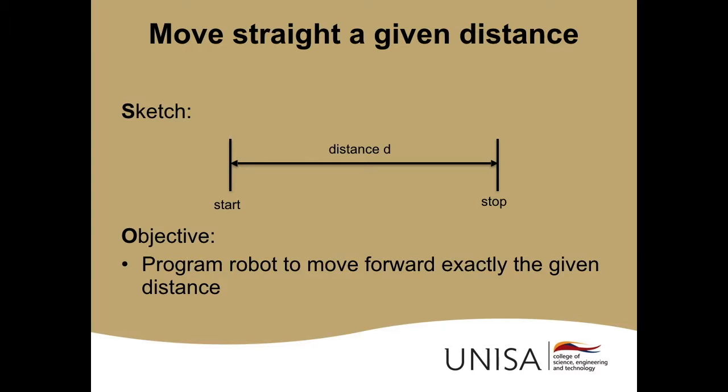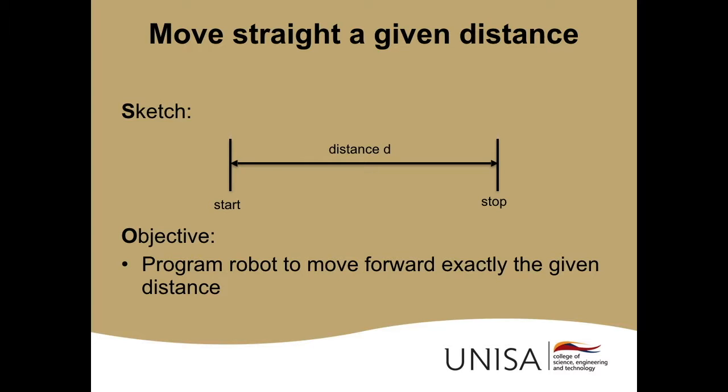And wherever possible, you want to put the names of the variables in your sketch too, because as you solve the problem, you will go back to your sketch. You can also add variables later and complete your sketch as you go along in solving the problem. So next, O, objective. Well, we need to program the robot to move exactly the given distance.